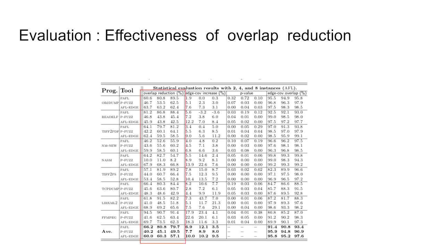The direct goal of AFL Edge is to reduce the overlap among instances. To measure this goal, we consider the number of the seeds that are disabled from each instance as a metric. As shown in this table, our solution can effectively reduce the potential overlaps in the parallel mode.